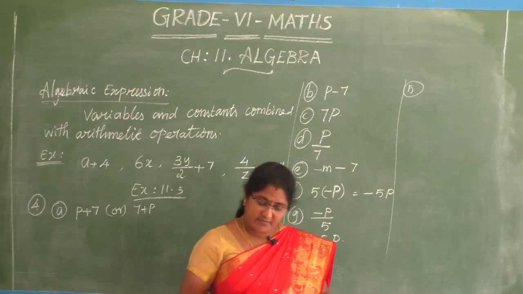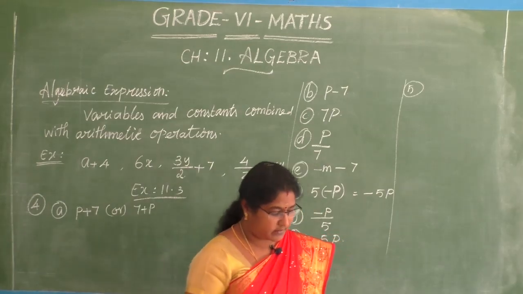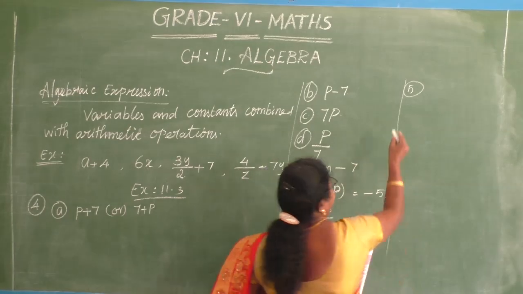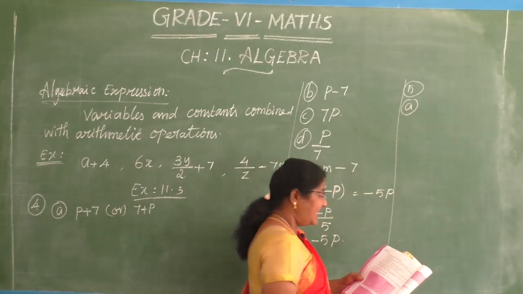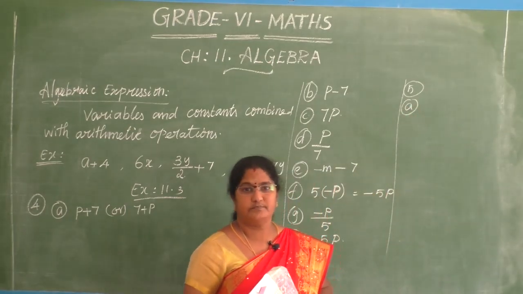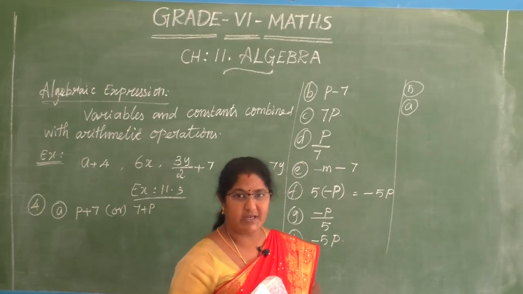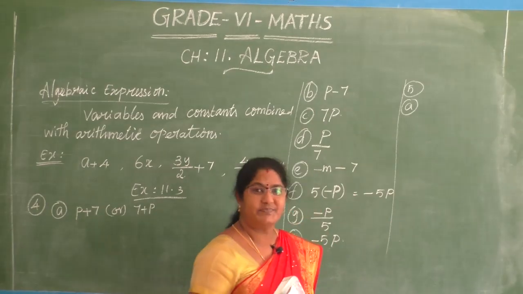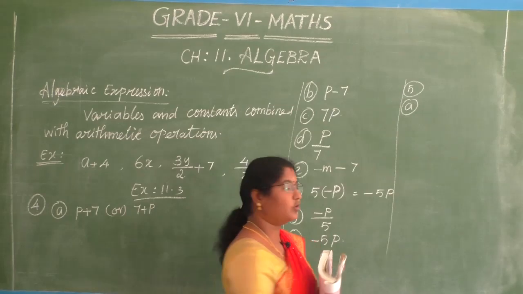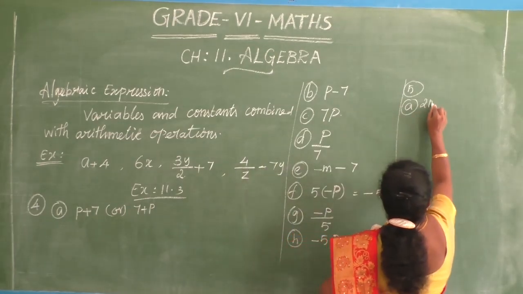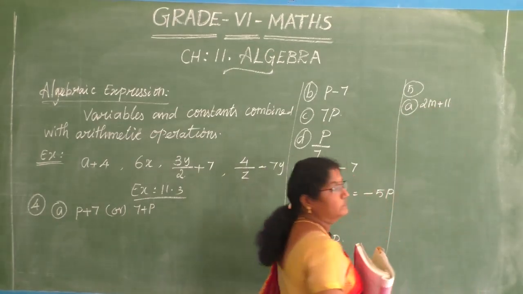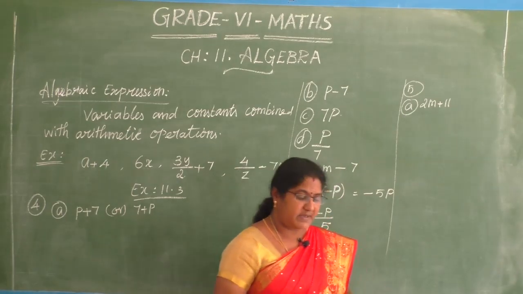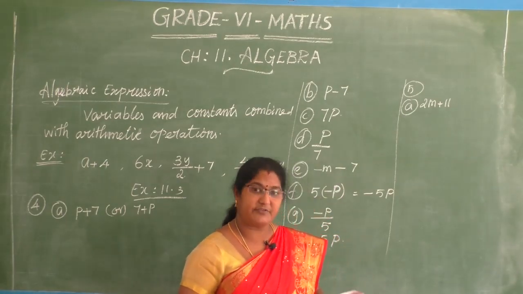Give expressions in the following cases. This is also the same. First question, A, 5A. 11 added to 2m. 11 plus 2m or 2m plus 11. Both you can write. I will write 2m plus 11. Understand? Next B question. 11 subtracted from 2m.